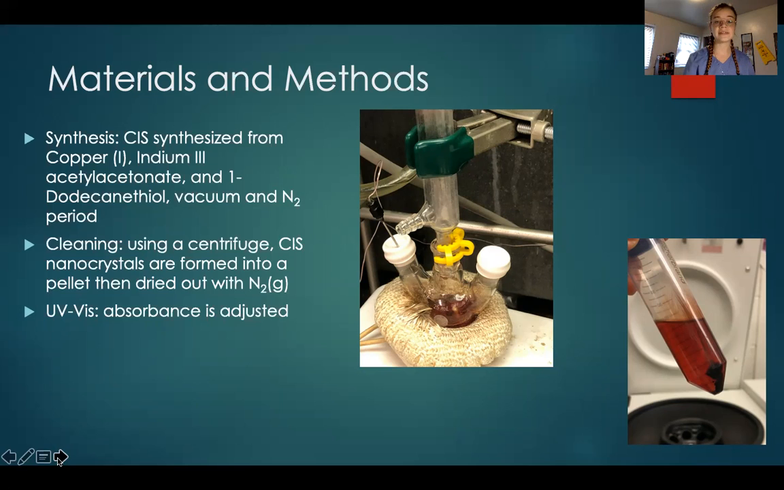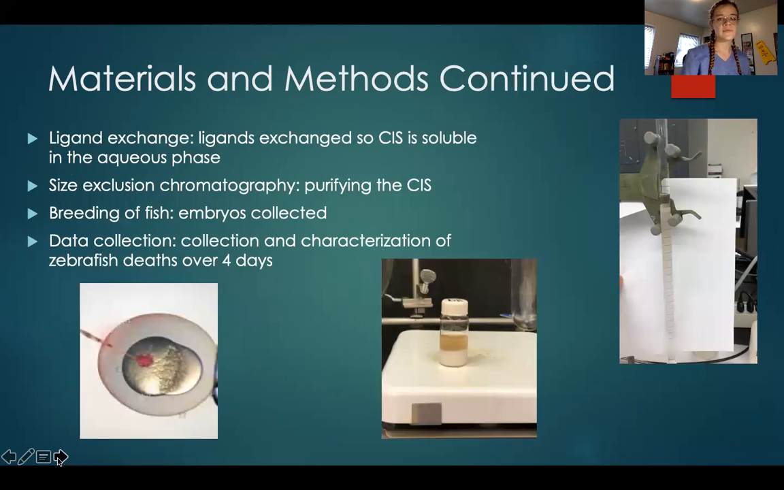So then once I have that pulled out, I redissolve the nanocrystals in chloroform, and then I subject them to drying via N2, just nitrogen gas. And then I characterize their absorbance. I adjust their absorbance to get it to a very specific concentration that I can use to test on fish that won't kill them.